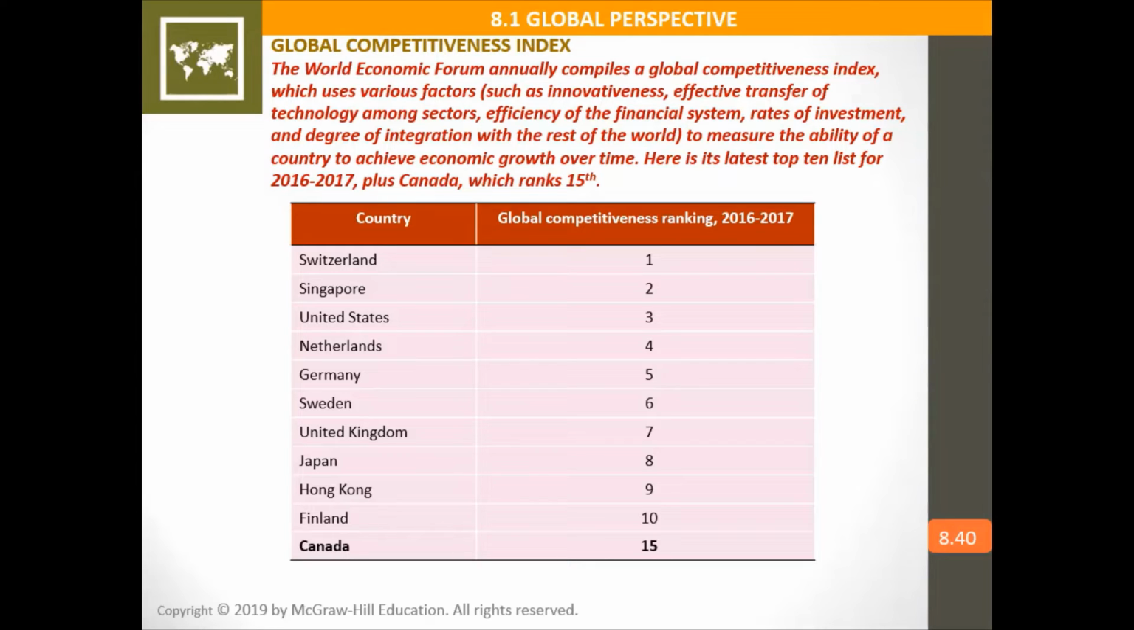So I'm going to put everybody into breakout rooms to ask why you think Canada is so low. I want to know why Canada is so low. Is it innovativeness? Is it effective transfer of technology among sectors, efficiency of the financial system, rates of investment, or degree of integration with the rest of the world? So I'm going to put everyone in breakout rooms to solve this issue.